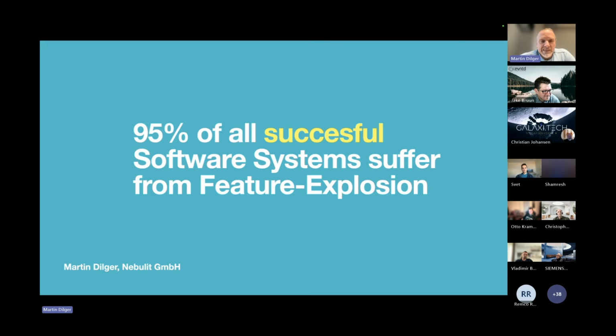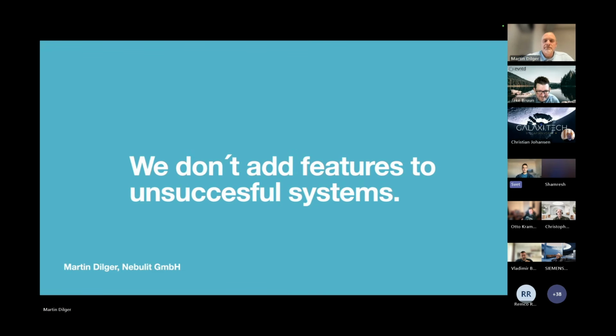95% of all successful software systems, they suffer from feature explosion. Feature explosion. Why only successful projects? Because nobody is adding features to unsuccessful projects. But if you have a successful project, typically what you do is you add one feature after the other. Customers request new features, and you add one feature after the other.